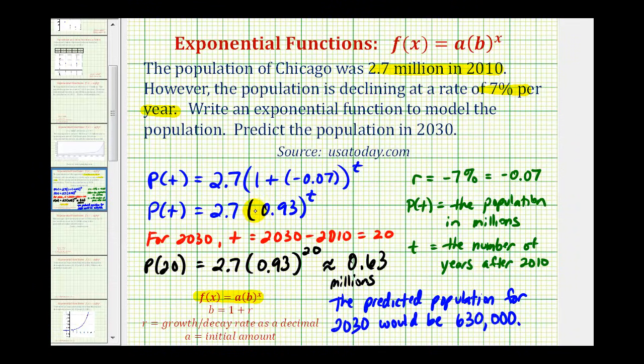So again, here's the exponential function to model the population of Chicago based upon t equals the number of years after 2010. And here's the predicted population if the decline of the population continues at this rate for the year 2030.